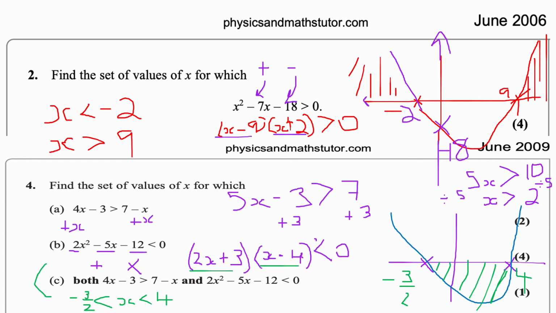Okay, now part C says we're going to find the overlap between this linear inequality and this quadratic inequality. So when we solve this, we get x bigger than 2. So it goes from 2 to 4, guys. Okay, so 2 is less than x, and then less than 4, because it goes from 2 to 4. So that's my answer for part C.